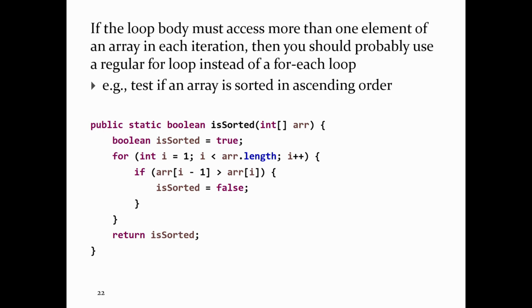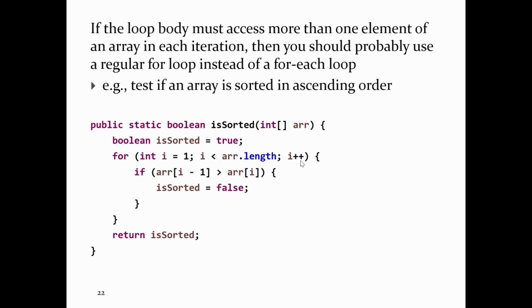So in each loop iteration, you want to look at 2 elements of the array. For this one, I'm going to start at index 1, so the second element of the array. I want the loop to run as long as the index is less than the length of the array. Each time through the loop, I'm going to add 1 to the index.